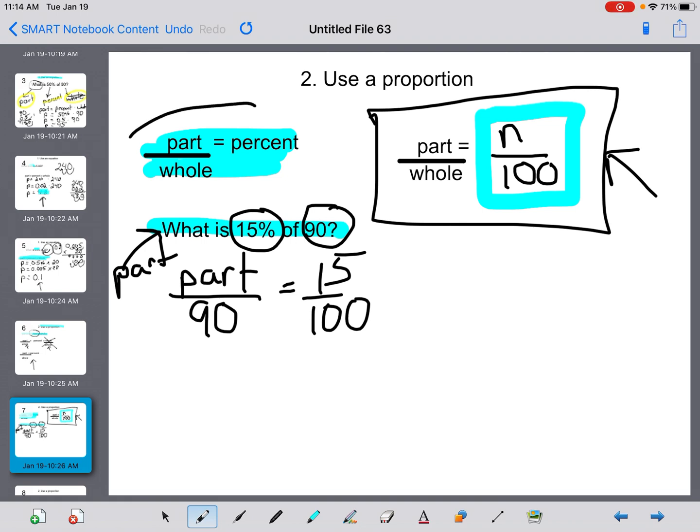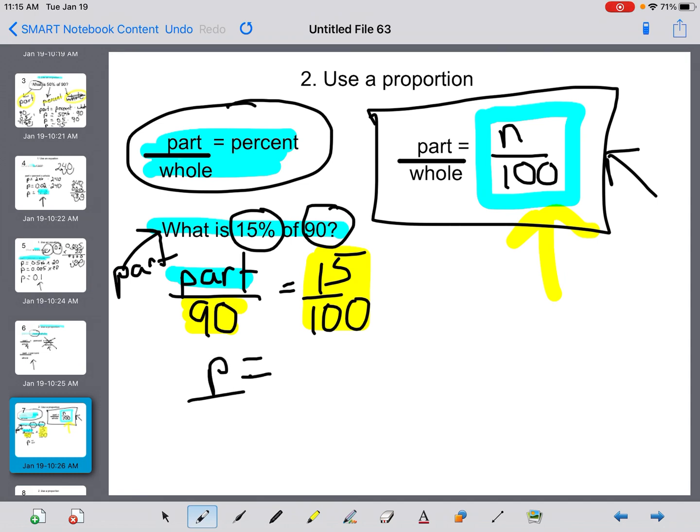So what I've done is I've taken this equation over here, part over whole equals percent, and I fill in what I know. I don't know what the part is right here. See, that's what I'm trying to figure out. But I know what the whole number is. The question told me that. The whole number is 90. Then, from over here, I know that percent is out of 100. So I can write this as a ratio, 15 out of 100.